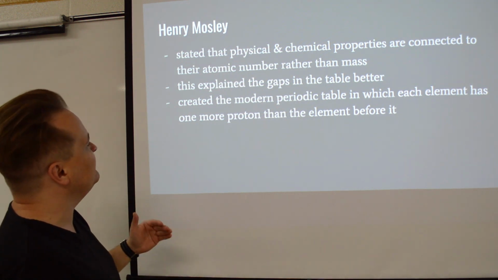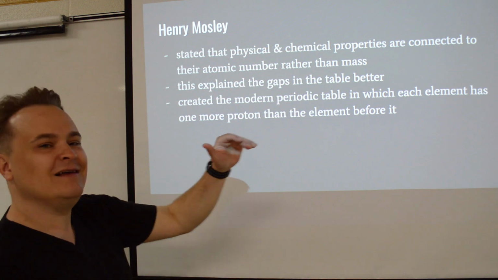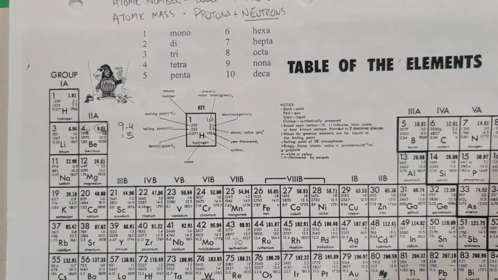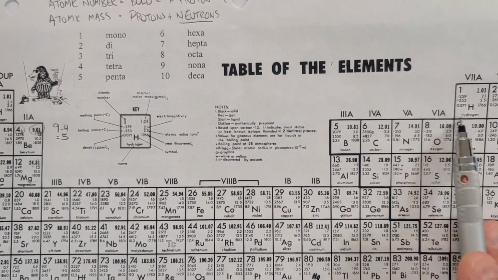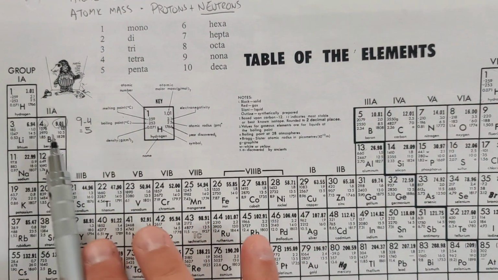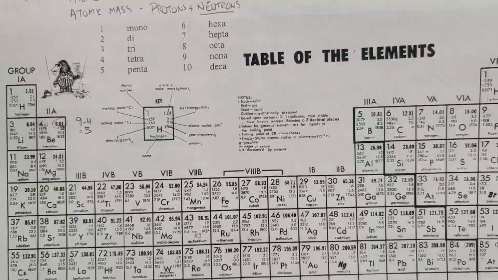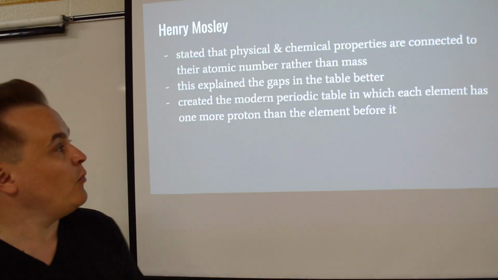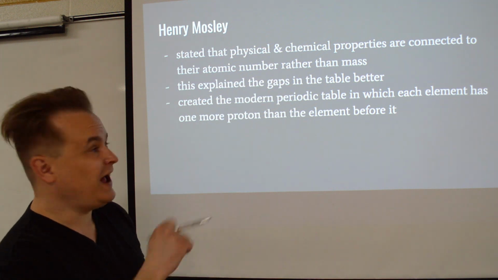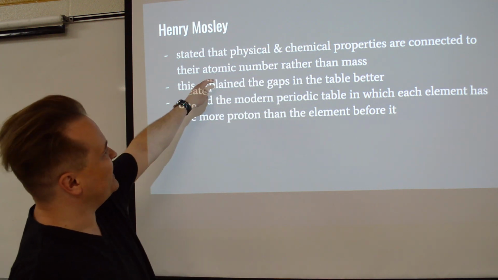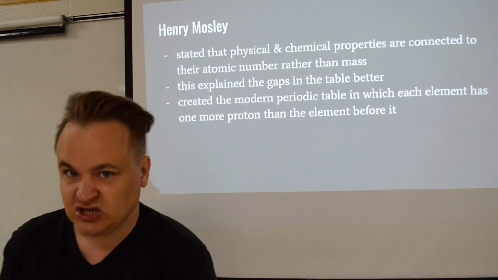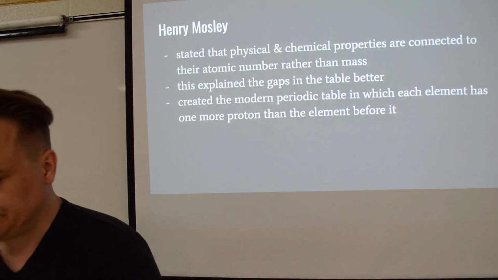in which each element has one more proton than the element before it. One. They put it over here too, if you can see. They also repeat hydrogen there. 2, 3, 4, 5, 6, 7, 8. So his big claim to fame, if you need to know, you might want to star that or circle it or highlight it, but he used atomic number rather than mass. That was his big contribution if you're ever asked on a test or a quiz.